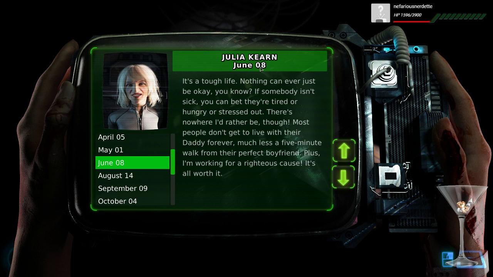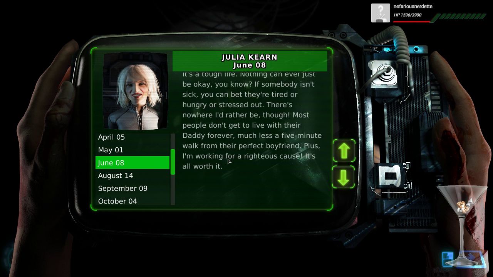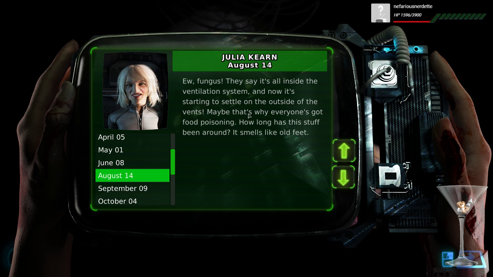Oh, this is amazing. June 8th. It's a tough life. Nothing can ever just be okay, you know? If somebody isn't sick, you can bet they're tired or hungry or stressed out. There's nowhere I'd rather be, though. Most people don't get to live with their daddy forever, much less a 5-minute walk from their perfect boyfriend. Plus, I'm working for a righteous cause. It's all worth it.